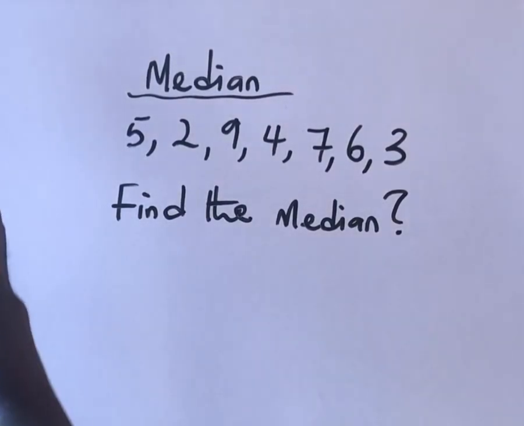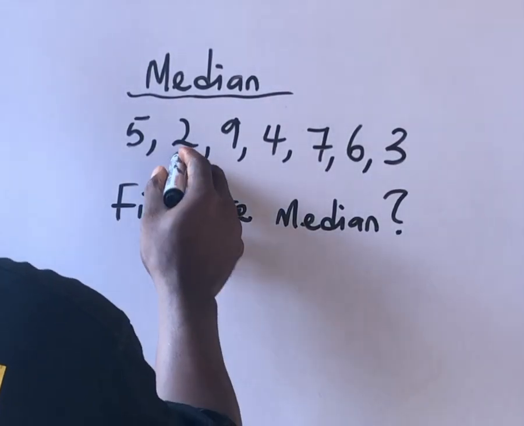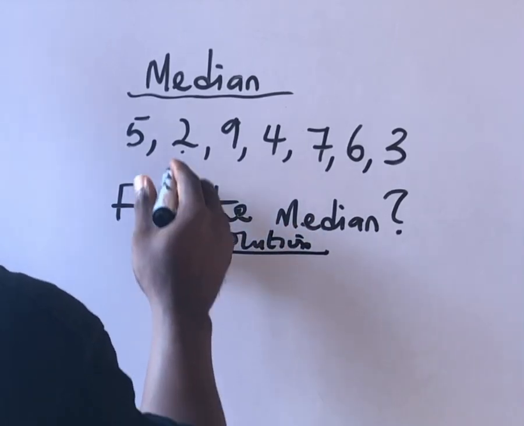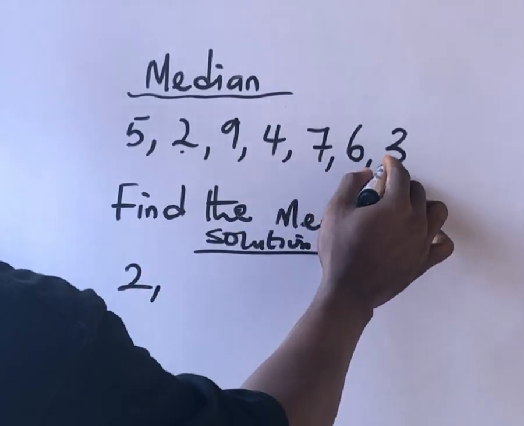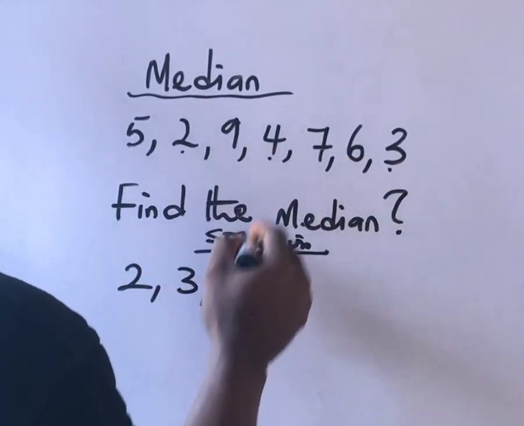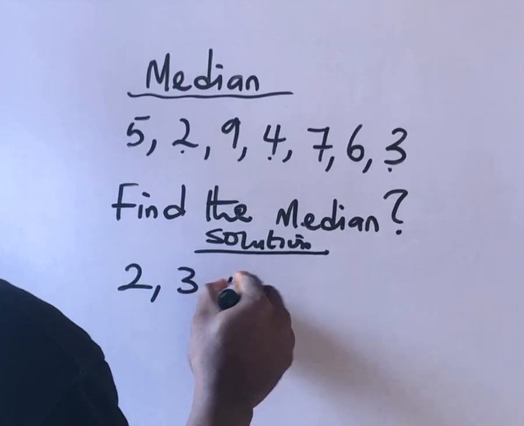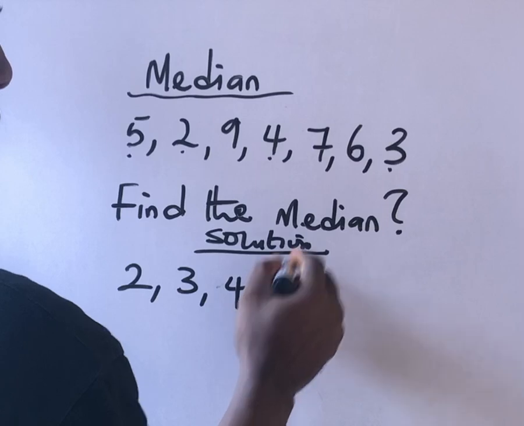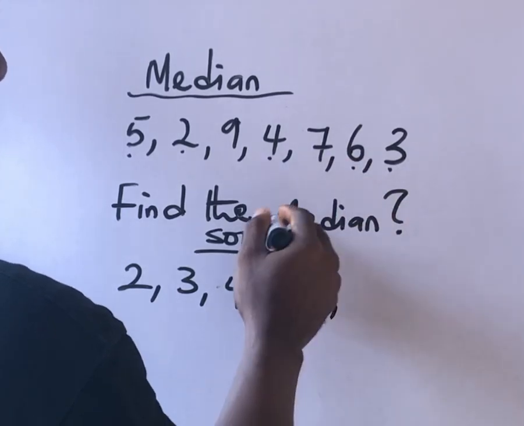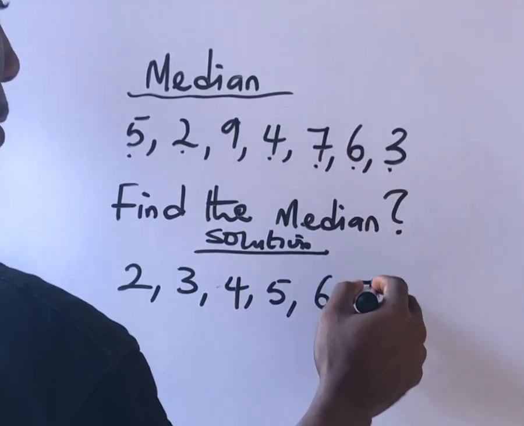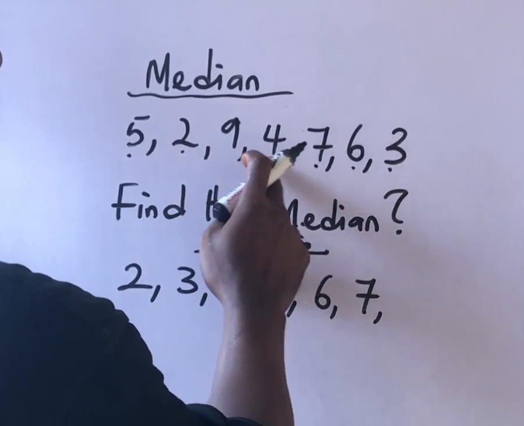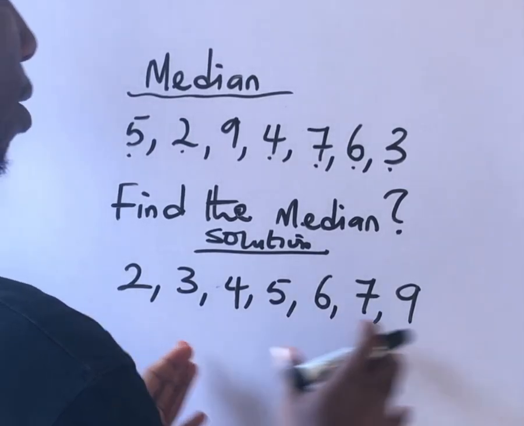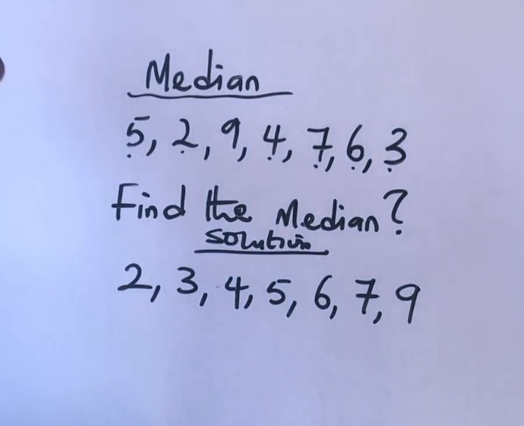So if we are rearranging these numbers, first of all, we have 2 here. So we put our 2 first. We have 3, we have 4, we have 5, we have 6, we have 7, then 8 and 9. So we have successfully rearranged this in ascending order.